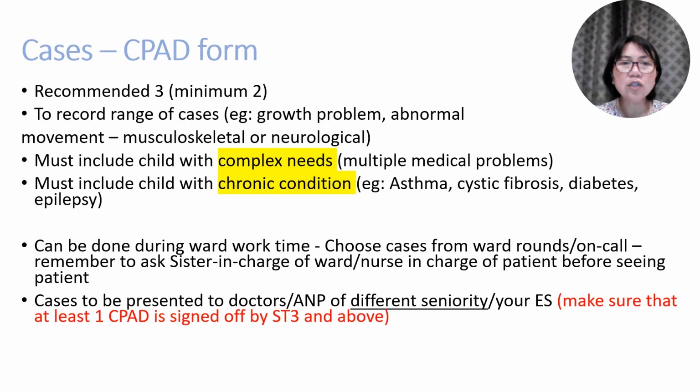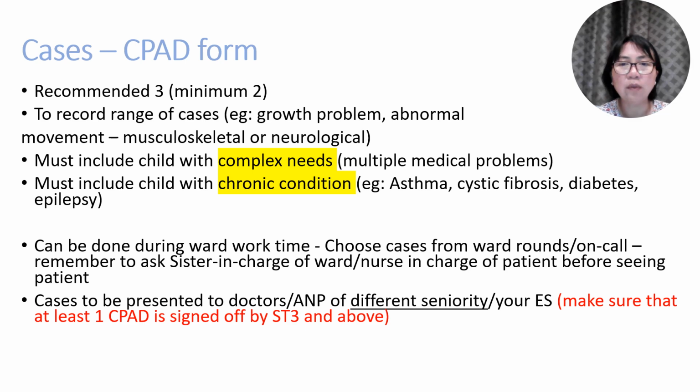Turning our attention to specific sections of the e-portfolio, let's start with cases or CPAT. The university requires a minimum of 2 CPATs or recommends at least 3 CPATs. These should include a range of cases, for example, growth problems or abnormal movement. The CPATs must include a child with complex needs or one with a chronic condition, for example, asthma, cystic fibrosis, diabetes, or epilepsy.